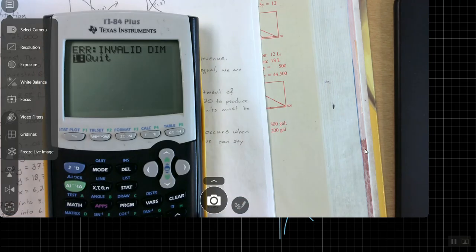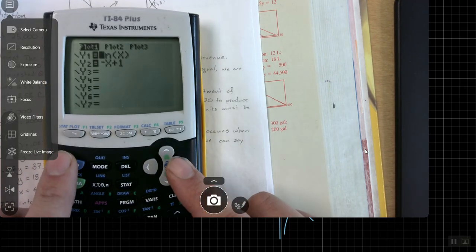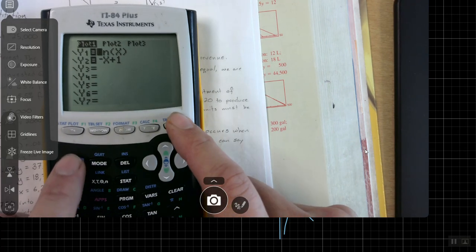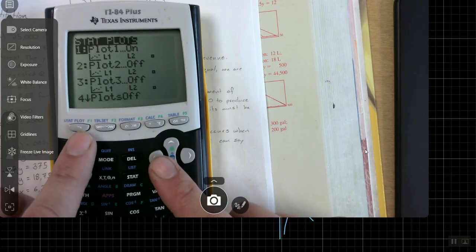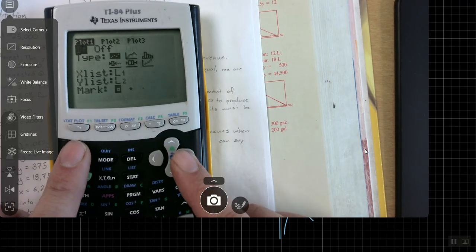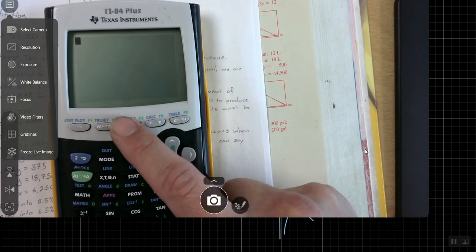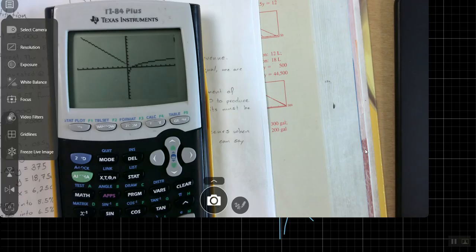It's going to put this standard, and it says invalid dimensions. What did I do wrong? Negative x plus 1. Yours probably does not say invalid dimensions, which makes me think that something weird is turned on, and it's going to be that one. Okay, so I'm just going to do the same thing. I'm going to go zoom 6. Standard. Does that look like ln x? Does that look like the line that I drew?